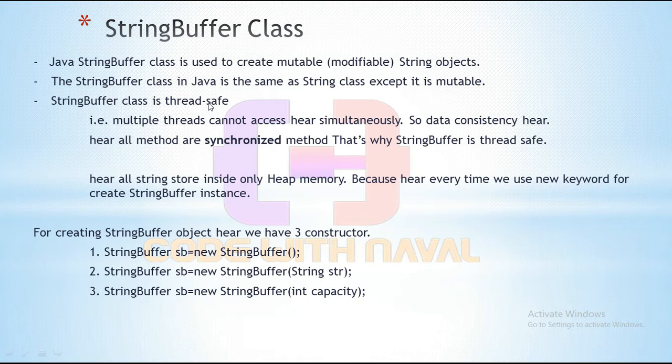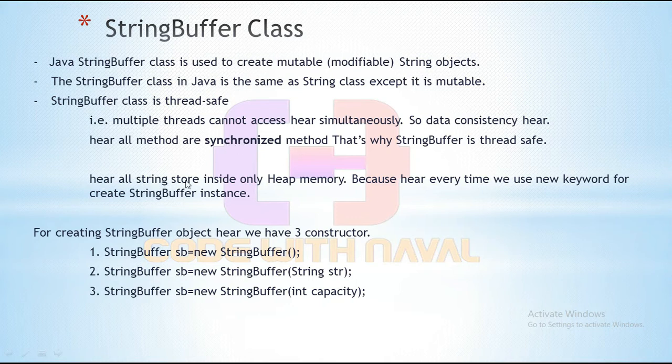Here the StringBuffer class is thread safe. For example, multiple threads cannot access it simultaneously, so there is data consistency. Here all methods are synchronized methods. That's why StringBuffer is thread safe. We already saw this in the thread concept. There we saw that if we use synchronized with any method, that method only accepts one thread at a time, one by one. That's why that becomes thread safe. And inside the StringBuffer class, all methods are synchronized methods. That's why this StringBuffer class becomes a thread safe class.